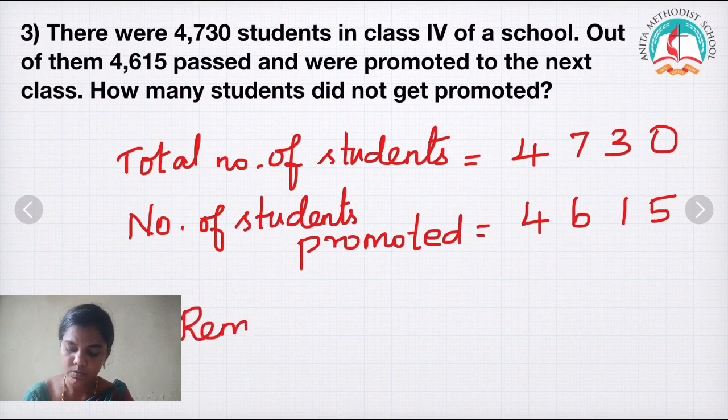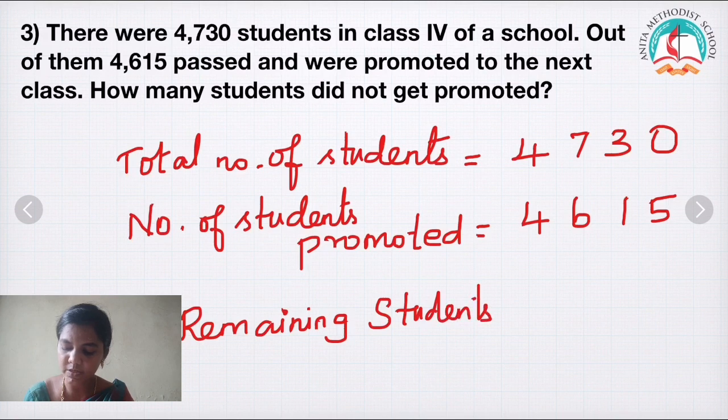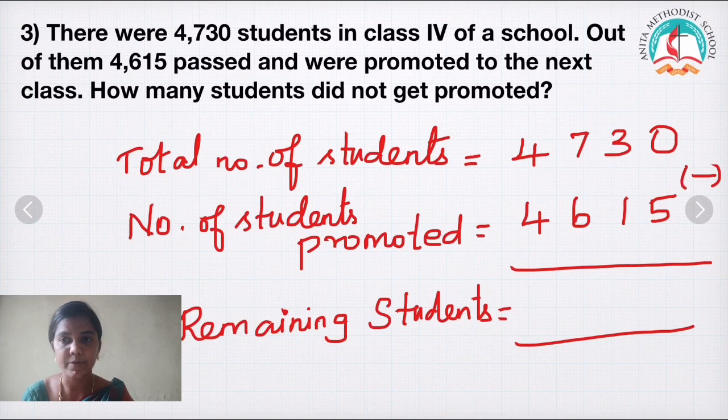Okay, so now we need to write the remaining students. Okay, so remaining students we need to find out. So we need to use the subtraction here. So we need to start from the ones place. So this is ones place, tens, hundreds, thousands. Okay, start from the ones place.